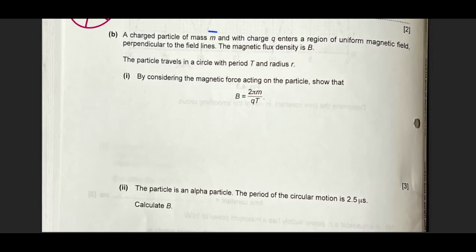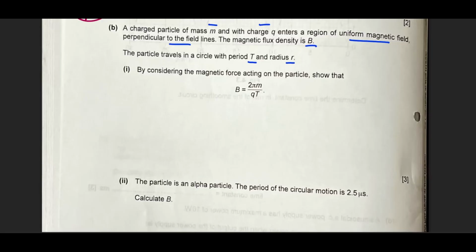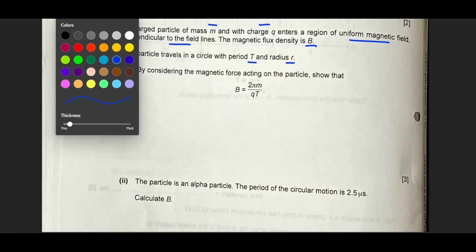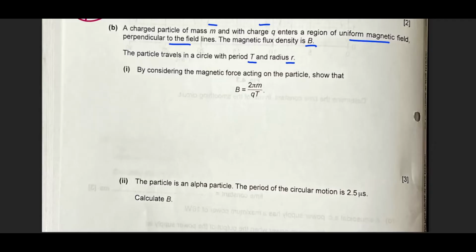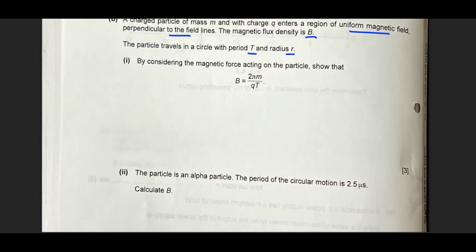A charged particle of mass m, charge q enters a magnetic field. He says perpendicular. Okay, fine. The magnetic flux is B. He says it travels in a circle, period T, radius R. Again, as I mentioned earlier, this question actually stems from the geostationary question from the gravitational question. I don't particularly like these questions, but what can we do now?